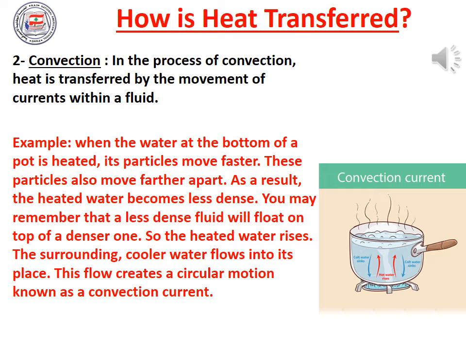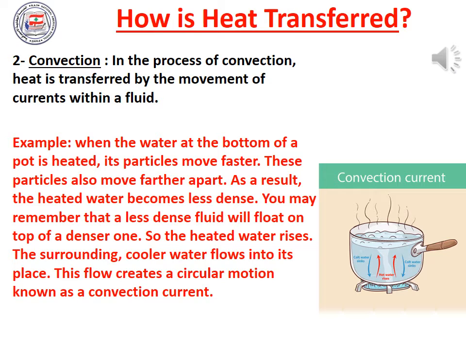When the water at the bottom of the pot is heated, its particles move faster. These particles also move farther apart. As a result, the heated water becomes less dense. You may remember that a less dense fluid will float on top of a denser one. When we talked about floating and sinking, we explained that a less dense fluid floats on top of a denser one. So, the heated water, which has less density than the cold water, rises, and the surrounding cooler water flows into its place at the bottom.